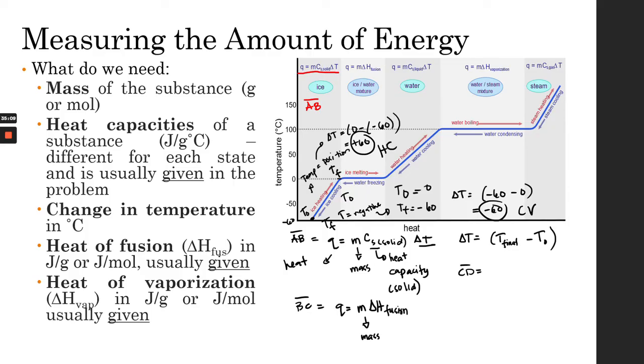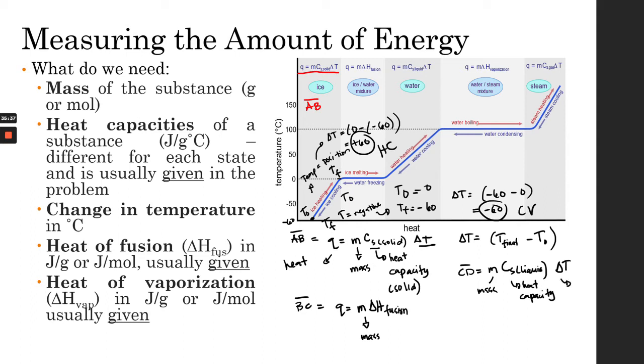So for CD, what you need to use again is mass, heat capacity, but this time in liquid form, and again delta T, the change in temperature. There's a change in temperature because for a heating curve, the temperature increases. For a cooling curve, the temperature decreases. So you need the mass, the heat capacity for liquid, and the change in temperature.